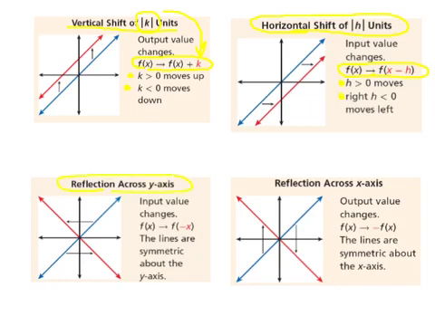Reflection across the y-axis. Okay, you just change your function to f of negative x in parentheses. Reflection across the x-axis, change it to f of x goes to negative f of x outside of the parentheses.